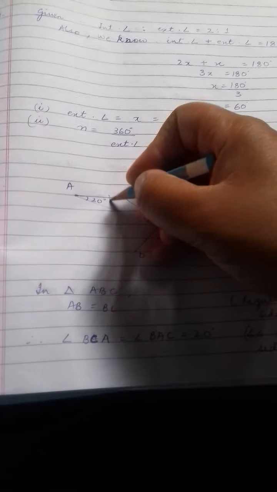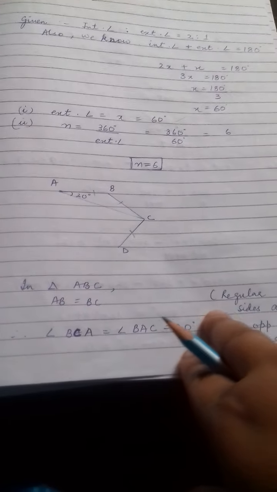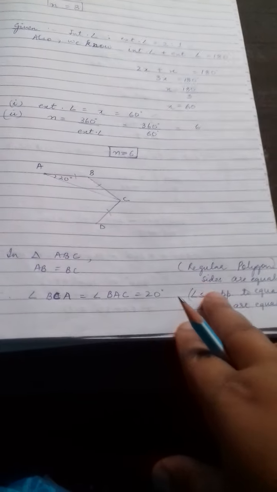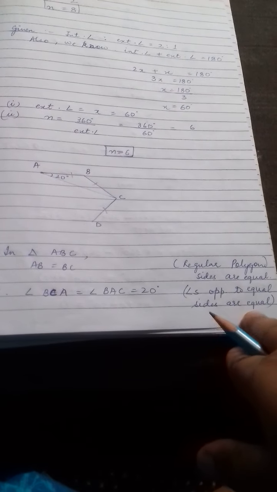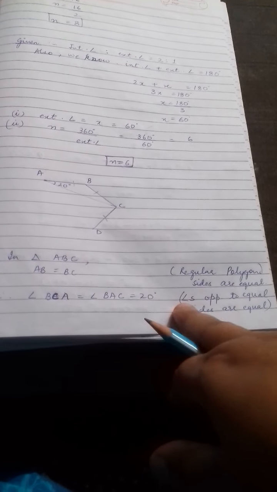Now children, when the polygon is regular, we know that this side is equal to this side and this side is equal to this, all sides are equal. And one more thing children, if you remember, it is forming a triangle ABC, and in triangle ABC, when AB is equal to BC, so when sides are equal, angles opposite to equal sides are also equal. Remember this concept. If you don't remember, please revise it children. Angles opposite to equal sides are equal. This means this is also 20 degree. This BCA is also 20.